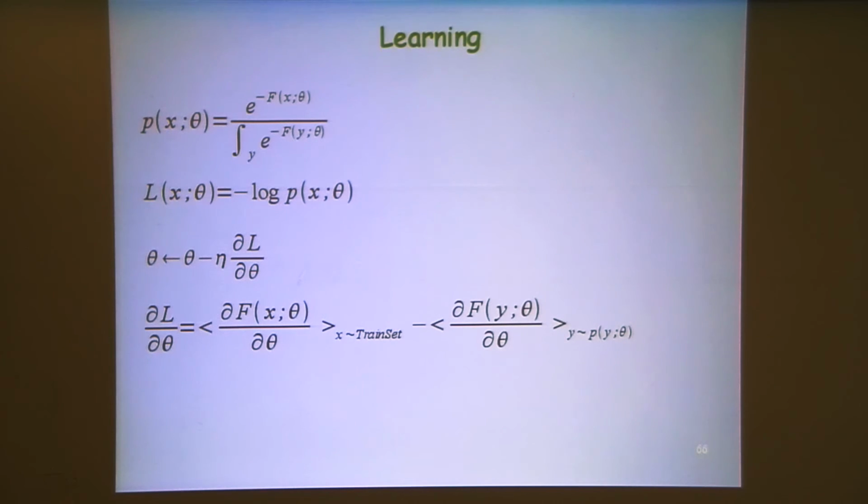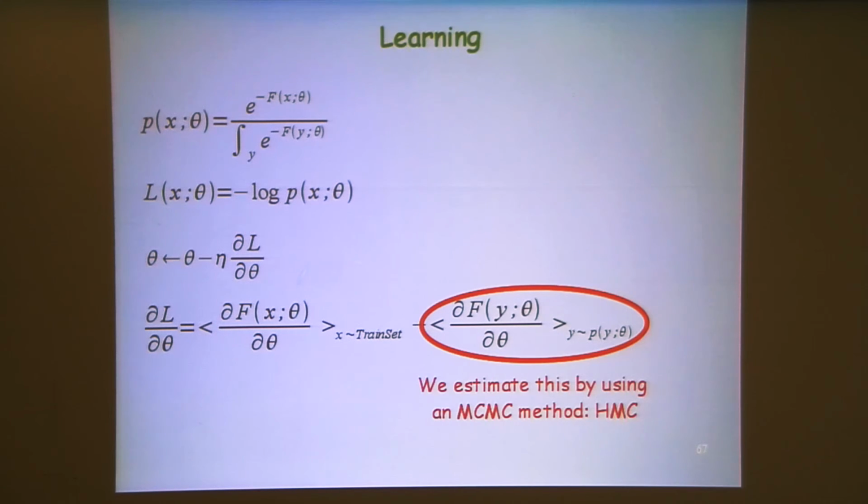Computing the derivatives, now we link back to what Russ has described earlier. All you need to do is computing the derivative of the energy function with respect to the parameters. And you compute that for an x that is drawn from the training set and from an x that is drawn from the model distribution. And that's the tricky part, how you draw samples from the model distribution. And in order to do this, we use an MCMC method.